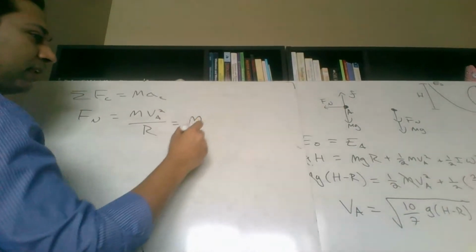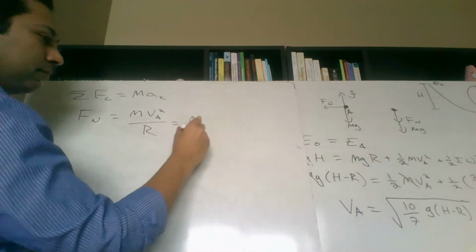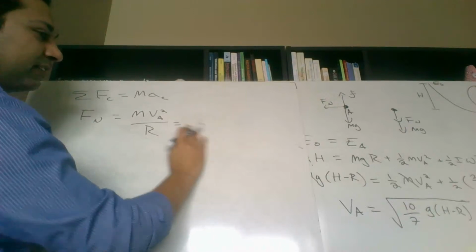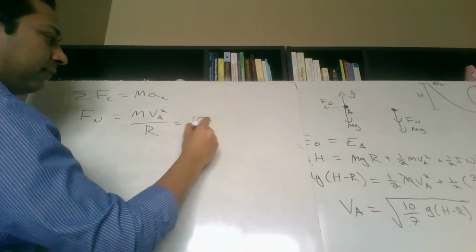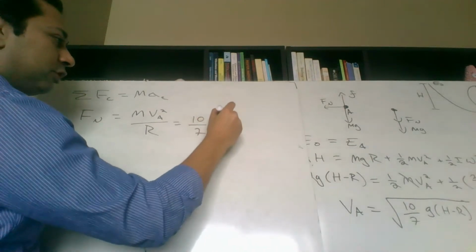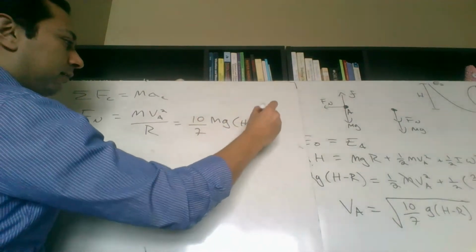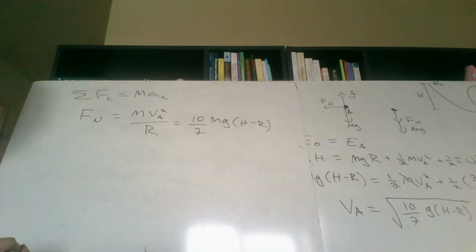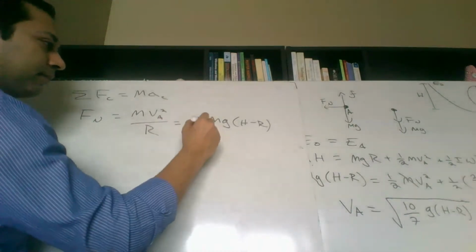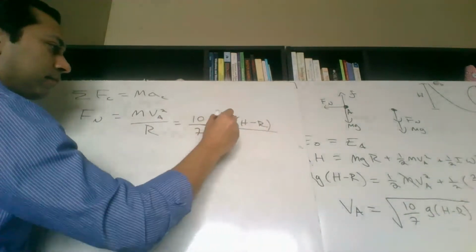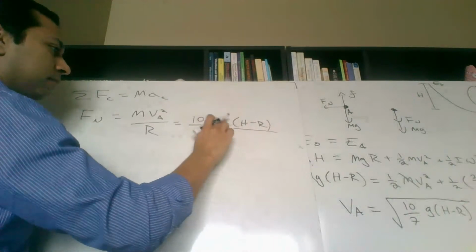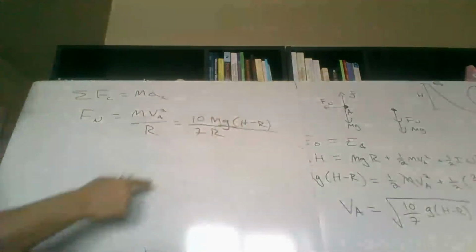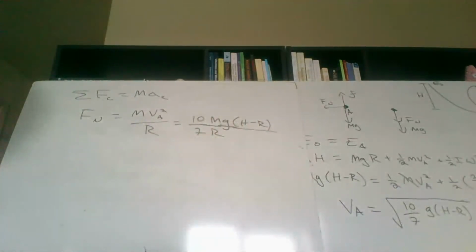So you end up with m over R times, well, let me clean it up a little nicer. You get 10 over 7 m g (h minus R), and on the bottom you've got R. Okay, so 10 m g (h minus R) over 7R. That's the normal force there.